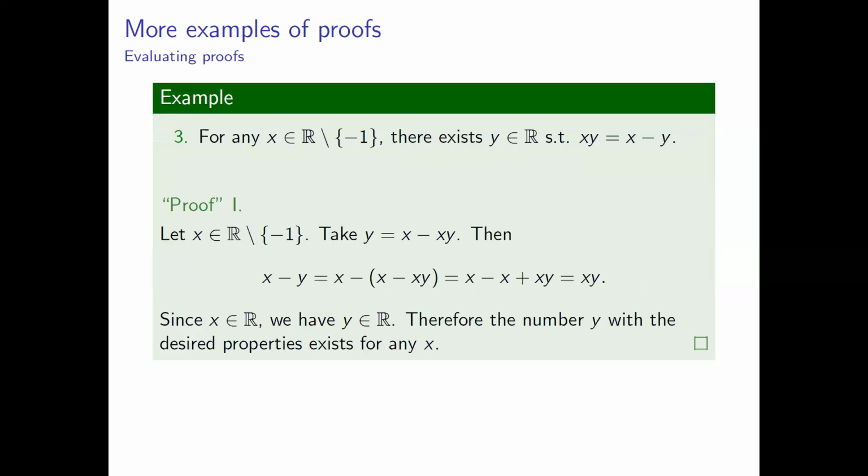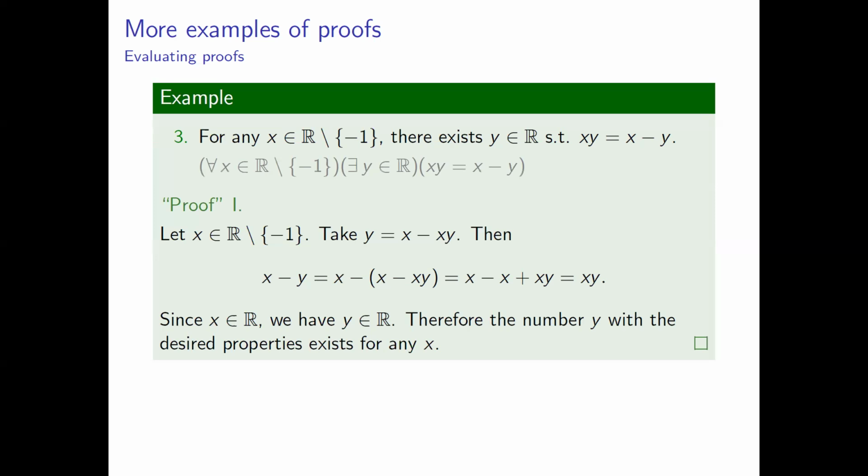Let us look at a third claim. The statement is, for any real number x not equal to minus 1, there exists a real number y, such that xy equals x minus y. Pause the video now and read the proof carefully. Assuming that you have read the proof, let us now begin our analysis.